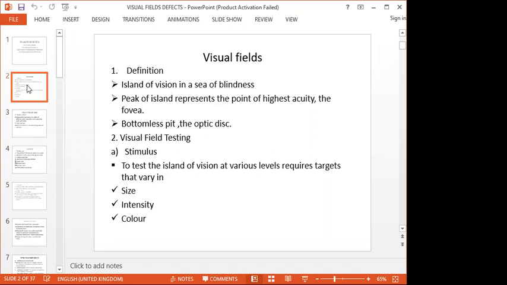Visual field, we'll look at the visual field testing, the stimulus, how to test the island of vision, and various levels requires targets that vary in size, in intensity, and in color.